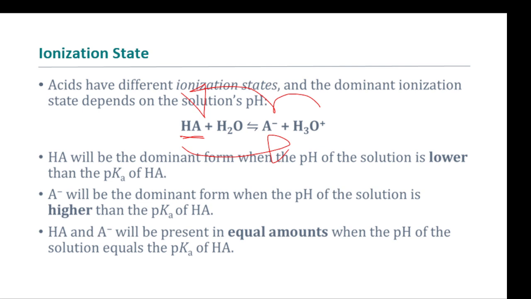Okay. The HA and A- are going to be in equal amounts when the pH of the solution equals the pKa of HA. Anybody remember your Henderson-Hasselbalch formulas? No? Okay. Anyways, there was a special place where you could go pH equals pKa. Yeah. And that's actually what we're talking about here. And that's because the HA is going to equal the A-, right? Half and half at pH equals pKa.